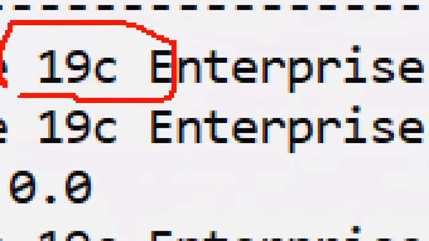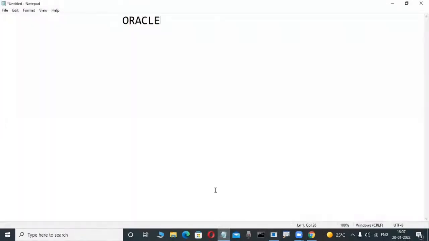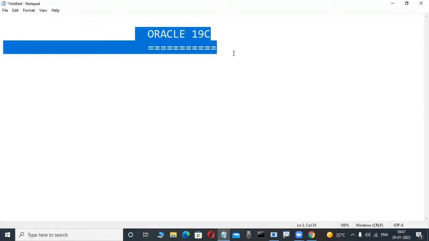C means cloud technology, cloud computing. In olden days, grid computing was there. Now cloud. What is cloud and all these things, we understand. Now this is Oracle 19C. 19C means cloud technology. Observe it here. This is the latest version we are learning in our class.